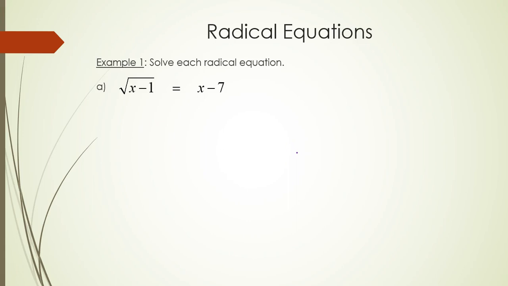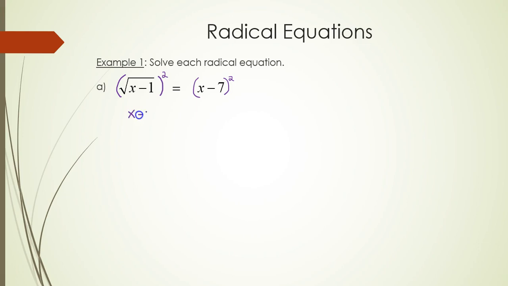So example 1, I have square root of x minus 1 equals x minus 7. The radical is already isolated. It's a square root, so you have to figure out how to undo taking the square root of something. Well, the opposite of taking the square root is to square. Square both sides. What you do on one side, you have to do to the other.